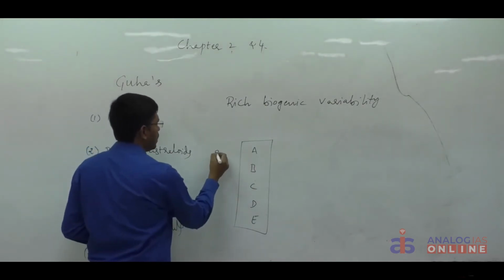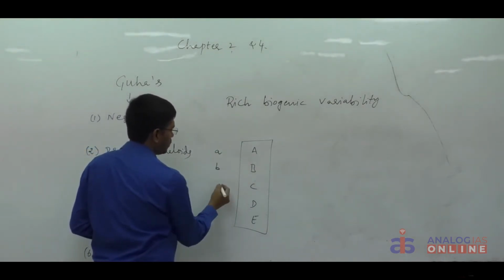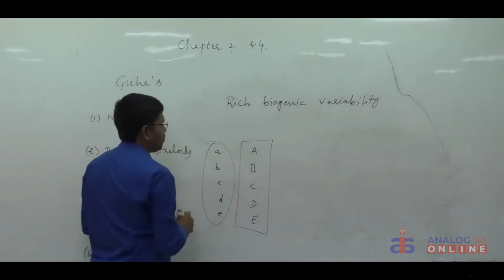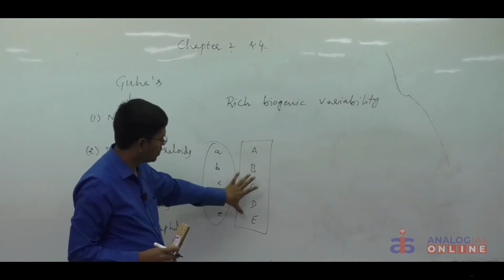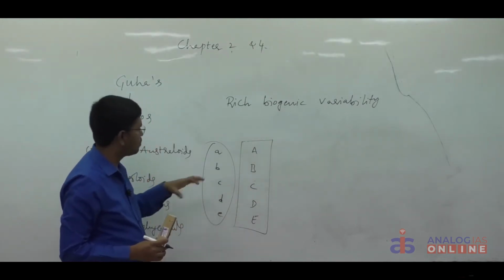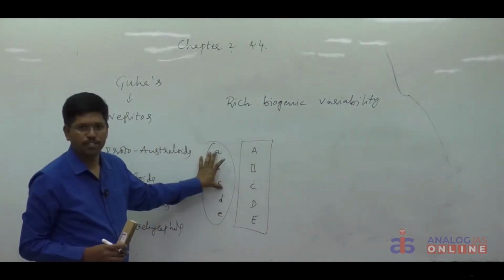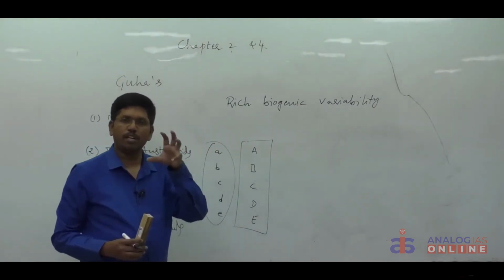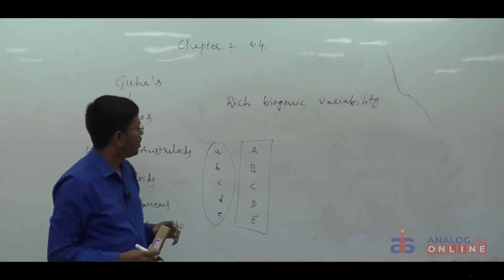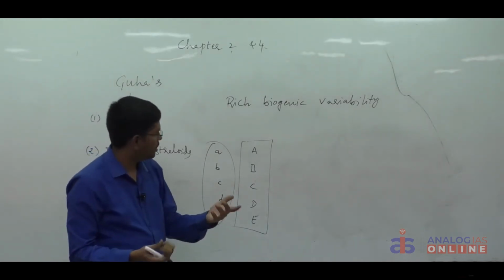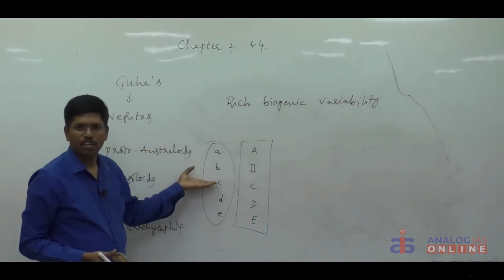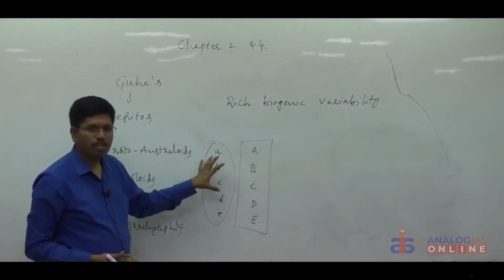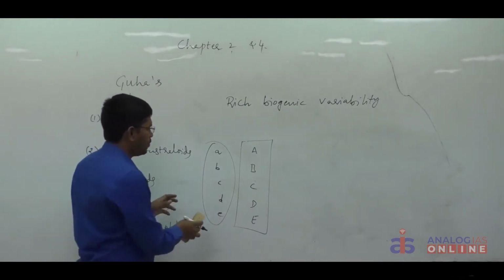Say for example, A is controlled by A gene, B is controlled by this gene, C, D, E. That means whenever we have a particular set of physical characteristics, inside our body we have a particular set of genes. Like that, inside each and every race there will be a particular set of genes. That's why whenever there is racial diversity, we can say that there is genetic diversity also. That's why that is called biogenic variability. This is only for your understanding.